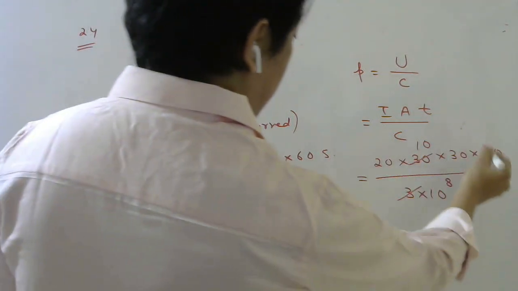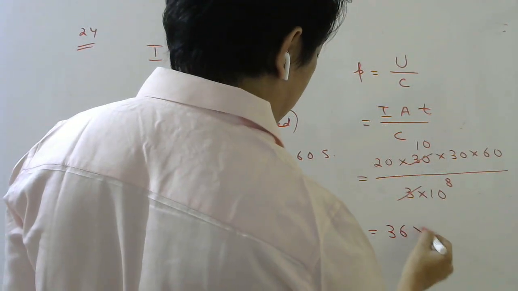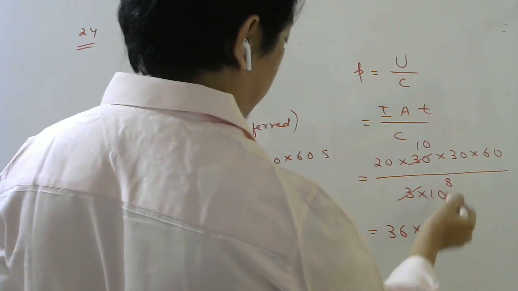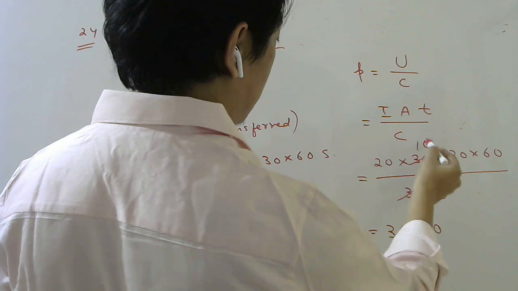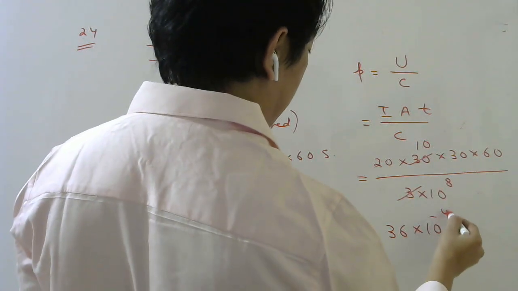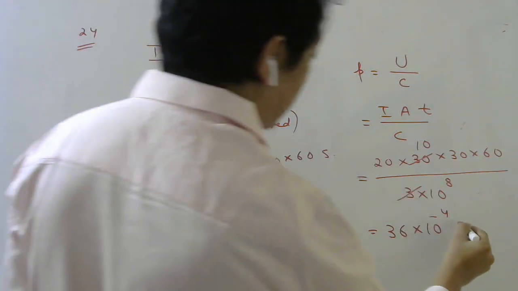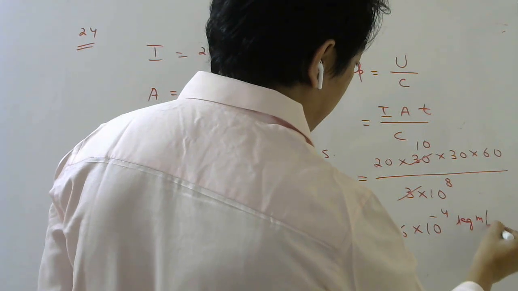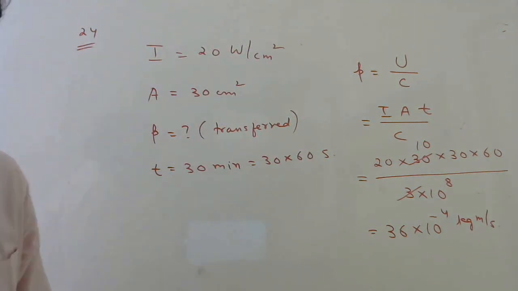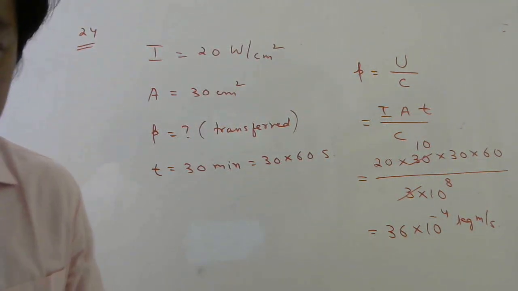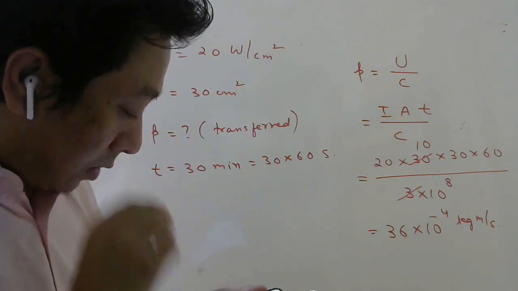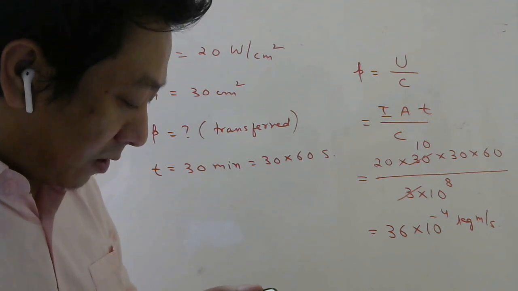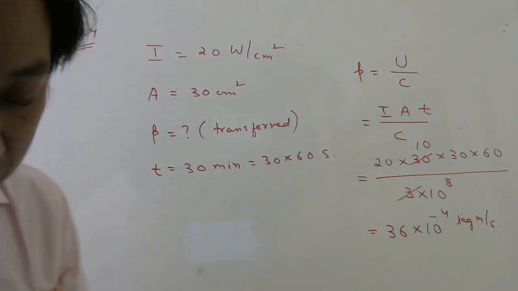2 3s are 6, 6 6s are 36. So 36 into 10 to the power minus 8 will go up, minus 8 plus 4 is minus 4. Since it's momentum, it will be kg meter per second. Momentum is kg meter per second, mass into velocity, right? So 36 into 10 power minus 4, option B. 25 let us do now.